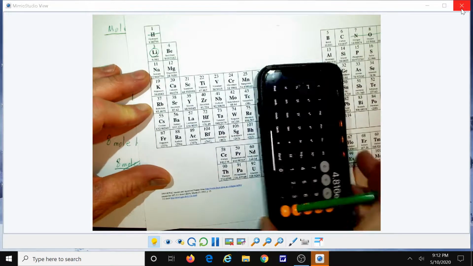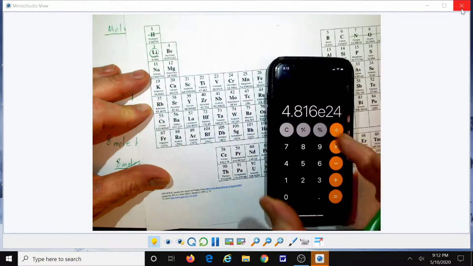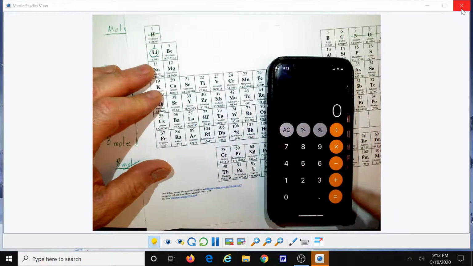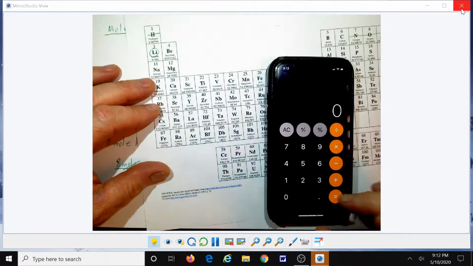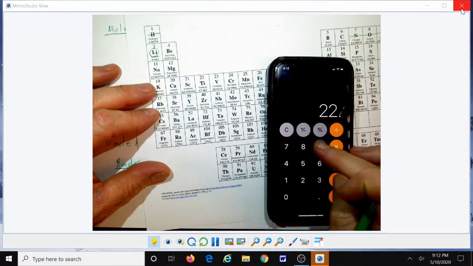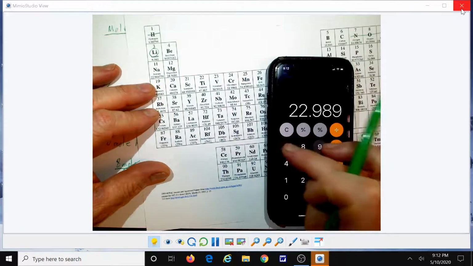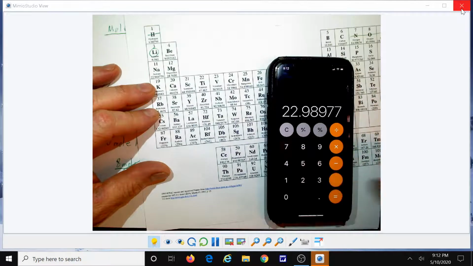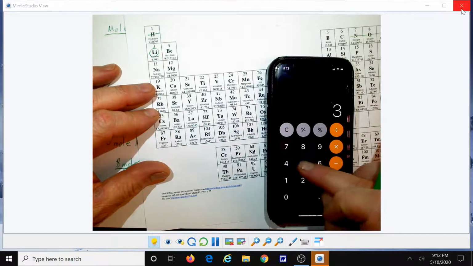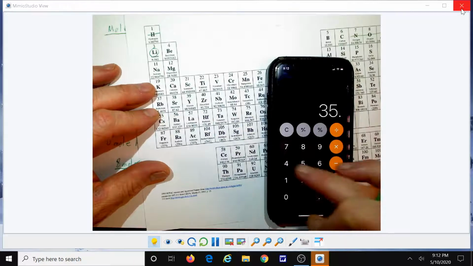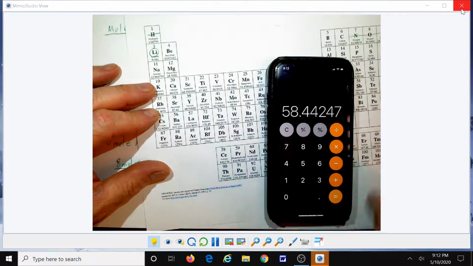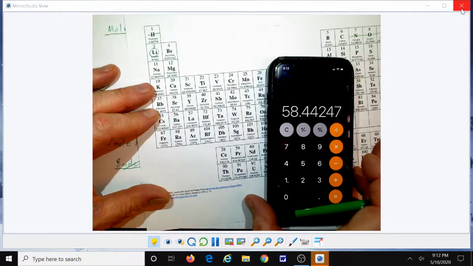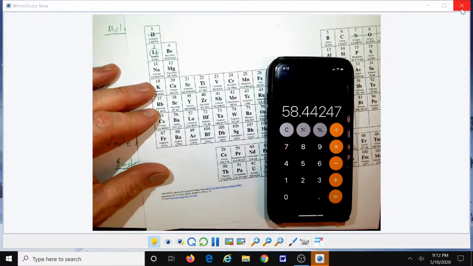So, maybe that was scientific notation. Clear that. And we're going to type in sodium, 22.98977. And we're going to add that to 1 chlorine, because that's what the formula dictates, 35.4527, and we get 58.44247. Now, we really don't need to go that far out.